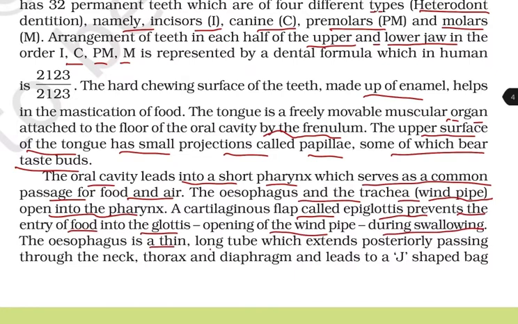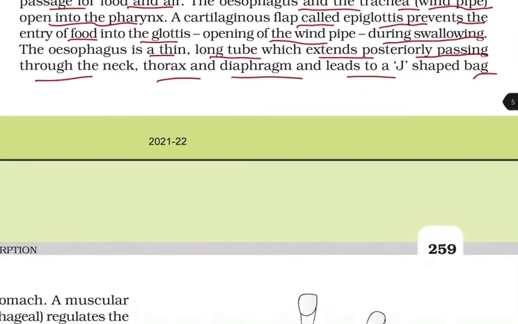The esophagus is a thin, long tube which extends posteriorly, passing through the neck, thorax, and diaphragm, and leads to a J-shaped bag.